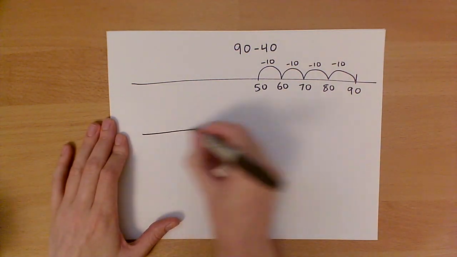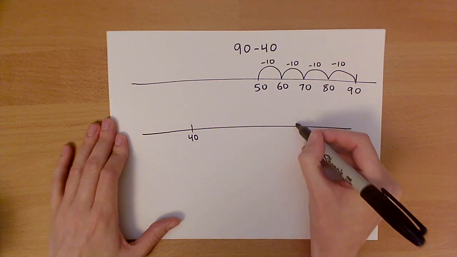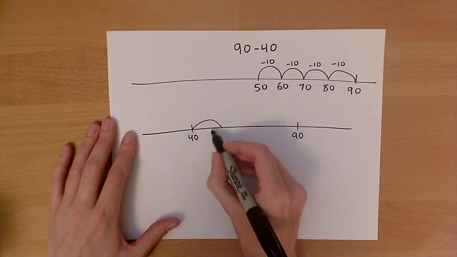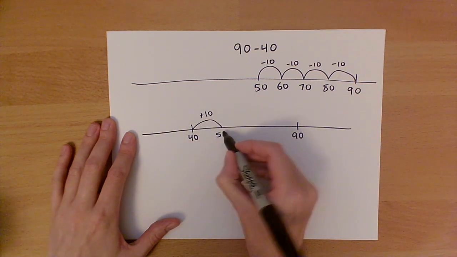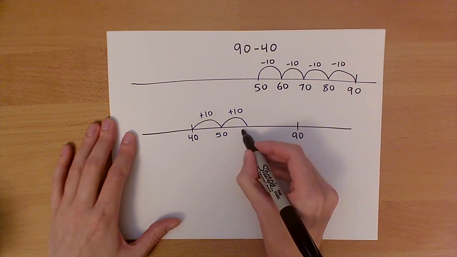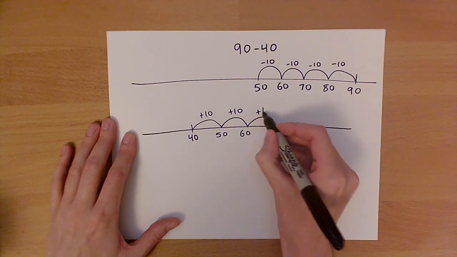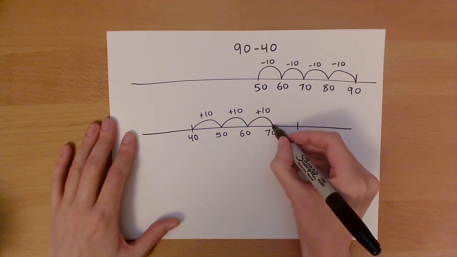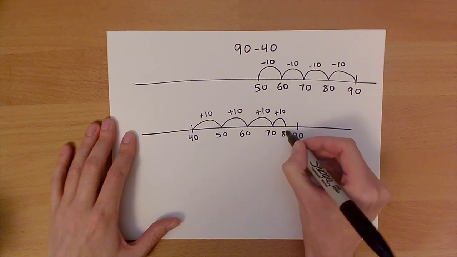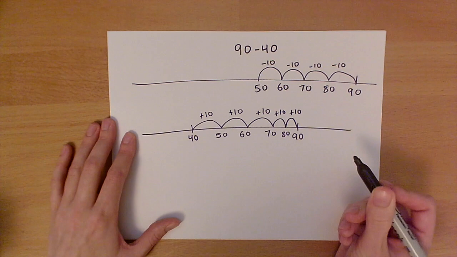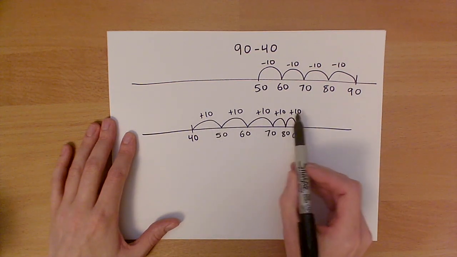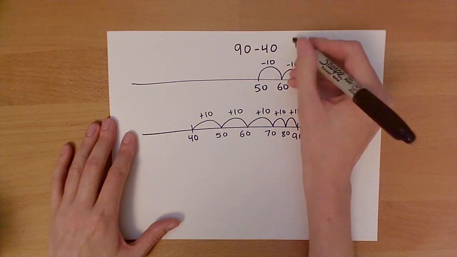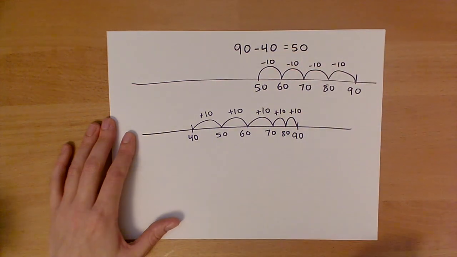Another way to do this is to find the difference between 40 and 90 on a number line between those. So I know if I add 10, I'll get to 50. If I add another 10, I'll get to 60. If I add another 10, I'll get to 70. If I add another 10, I'll get to 80. And if I add another 10, I'll get to 90. So 10, 20, 30, 40, 50. That was 50 skips to get to 90. So either way, it equals 50.